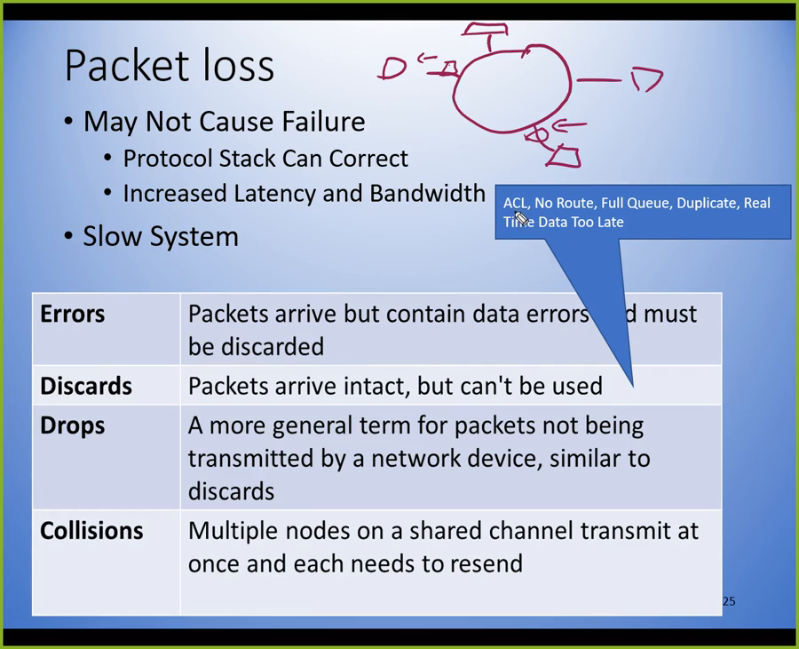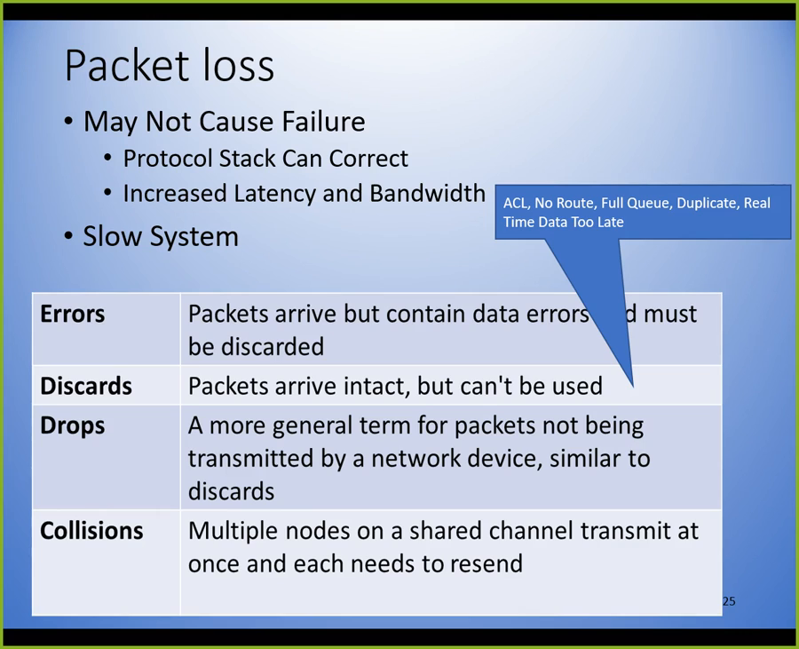So packets arrive intact. If the ACLs don't have a route, the packet is going to be dropped. A full queue: we talked about how queues get full, and once they get full, we're just going to be dropping packets because we don't have anything to do with them. That was the queue, the buffer. That's something that would cause those things. Drops: a general term, packets not being transmitted by a network device, similar to discards. And then collisions: multiple nodes on a shared channel transmit at once, and each needs to resend after a random backoff.